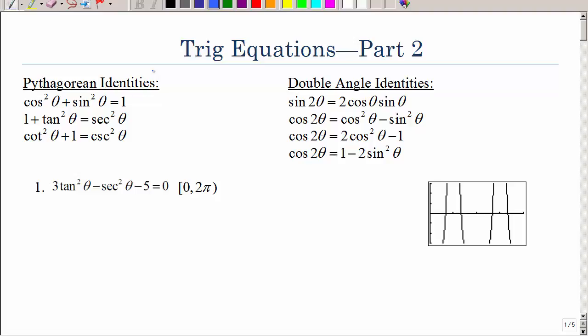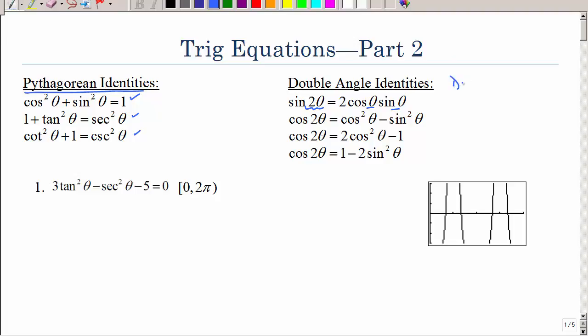In this lesson, we're going to look at trig equations that may require us to use some identities that we have learned in the past. So let's just review those Pythagorean identities, those three. That helps you relate the cosine squared with sine squared and tangent squared with secant squared and so forth. And then we have double angle identities that lets you change a 2 theta in terms of just 1 theta.